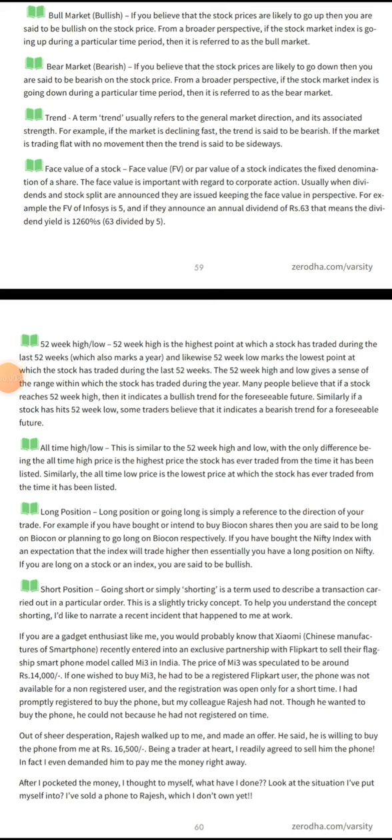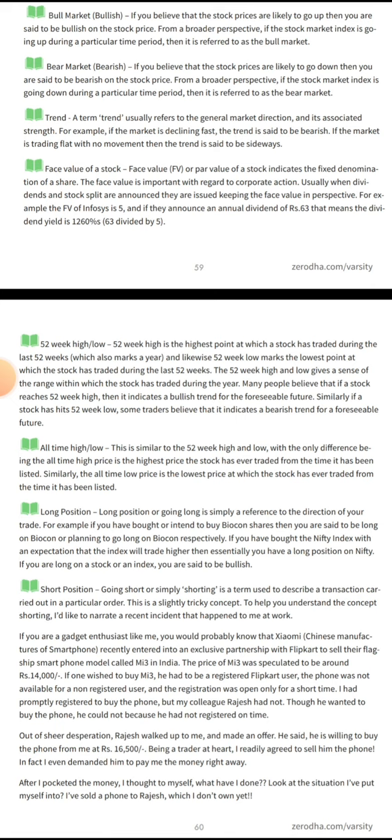Short position. Going short or simply shorting is a term used to describe a transaction carried out in a particular order. This is a slightly tricky concept. To help you understand the concept of shorting, I'd like to narrate a recent incident that happened to me at work.